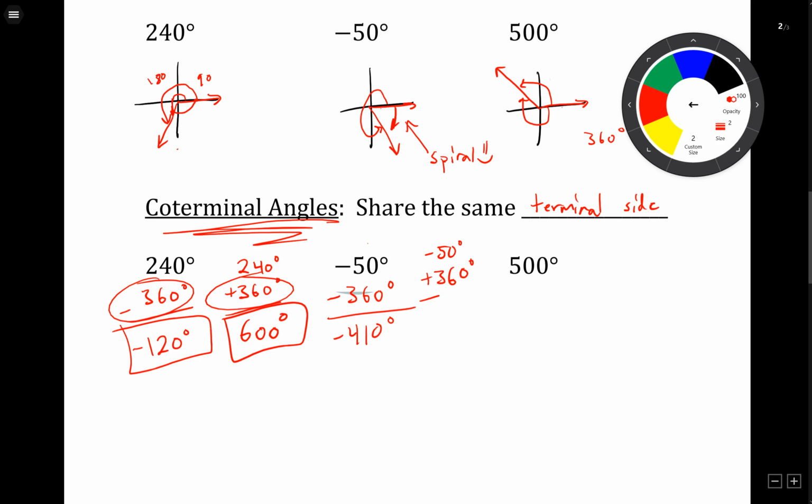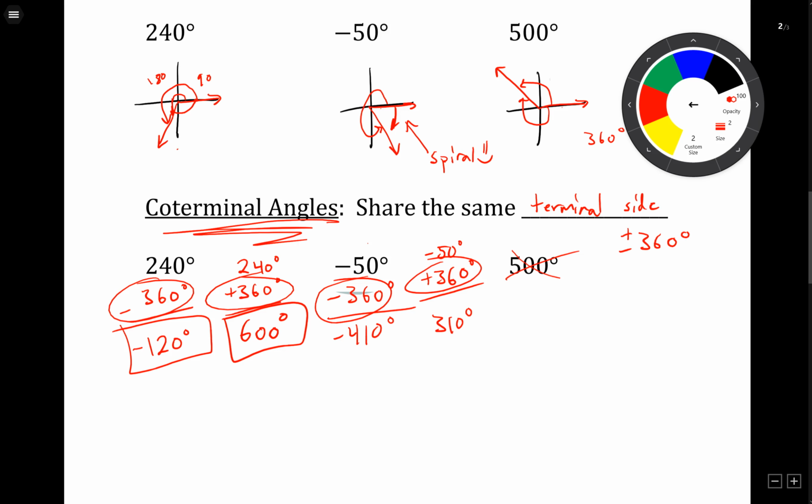And that would give me 310 degrees. So I think you get the point. We'll skip 500 for now because I already kind of introduced that. Just know that in order to get coterminal angles, basically we just need to add extra spins or take away extra spins or do extra negative spins. In other words, I can add plus or minus 360.